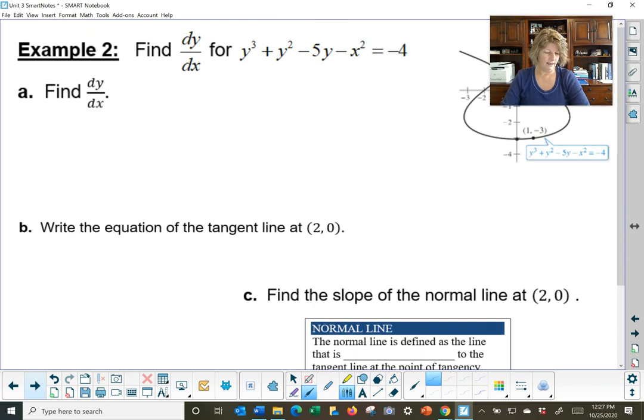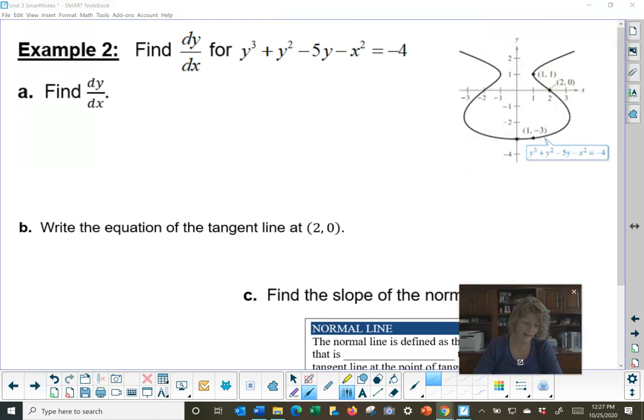All right, example 2. Find dy dx for y cubed plus y squared minus y minus x squared equals negative 4x. Well, we can see by the vertical line test that this is not a function. It is a relation. But yet it's kind of a cool curve. And they want us to find dy dx. Okay, well, let's do it.